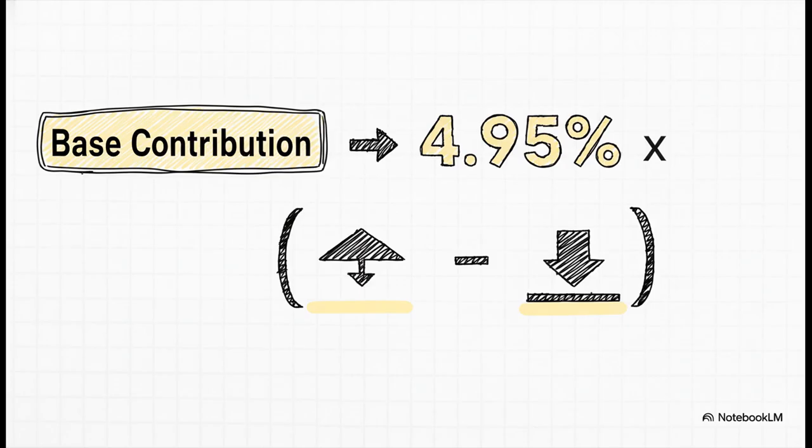All right, so let's look at the actual formula. You can see it right here. The base contribution is simply 4.95% of the difference between that ceiling, the YMPE, and our floor, the basic exemption. So basically, it's just under 5% of the income you earn between $3,500 and $71,300.